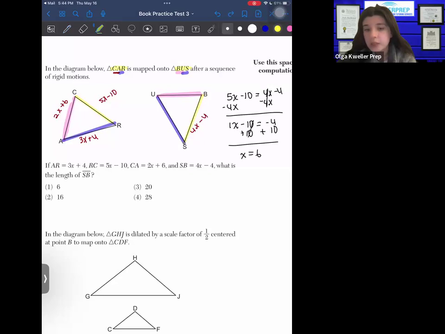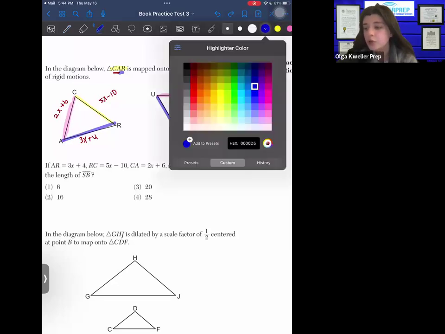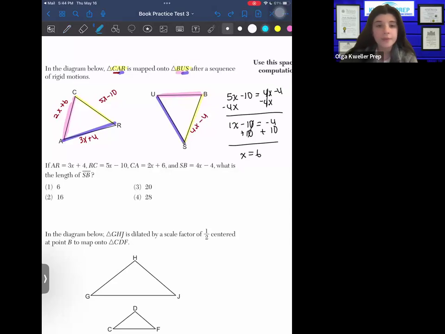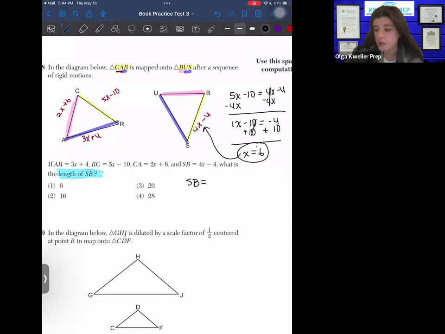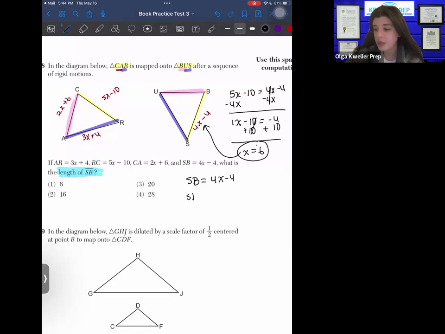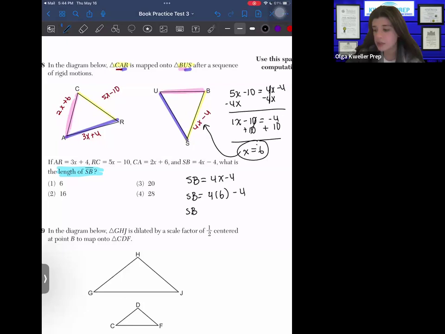No. You have to be really careful with these questions. You always have to reread the question at the end. You guys will know all the math, all the geometry, and you'll make a silly mistake just because you're not answering the question they want. They don't want x, they want the length of SB. So we have one more extra step. We take this x and plug it in here to get the full length of SB. So SB is equal to 4x minus 4. SB is equal to 4 times 6 minus 4. SB is equal to 24 minus 4, or 20, which is our final and correct answer, okay?